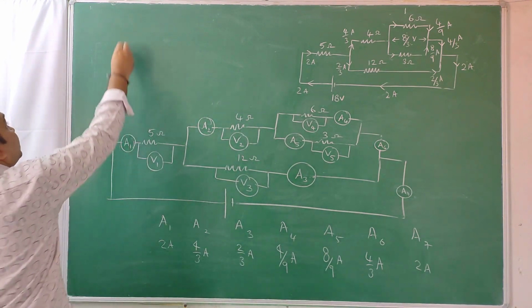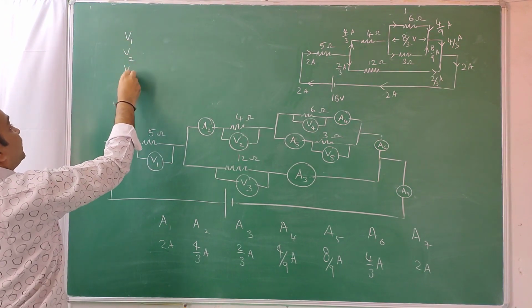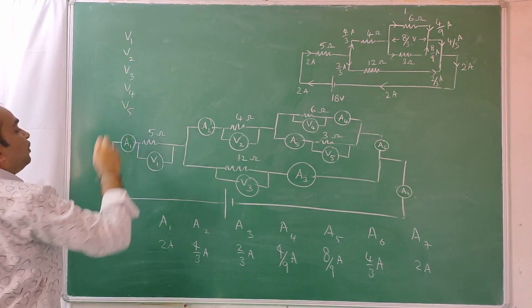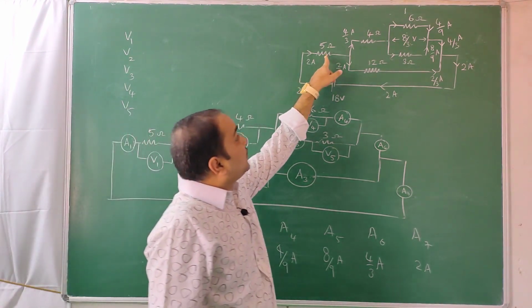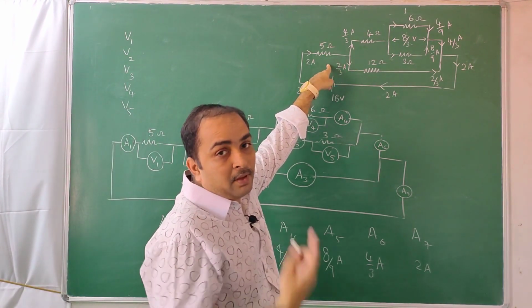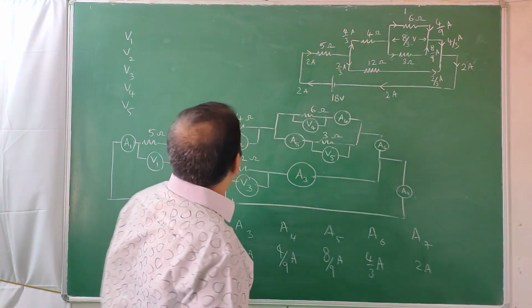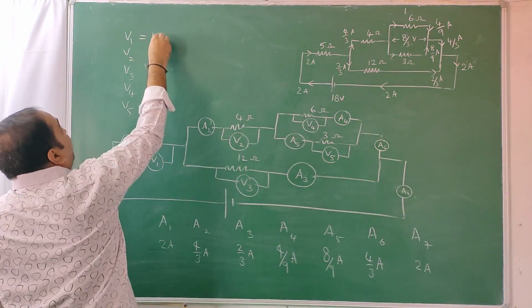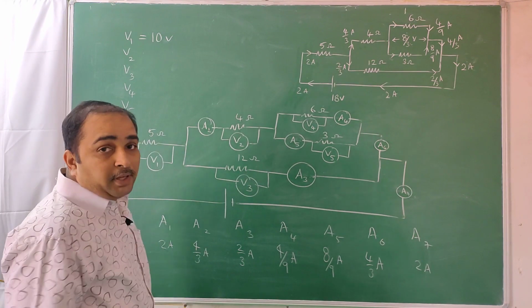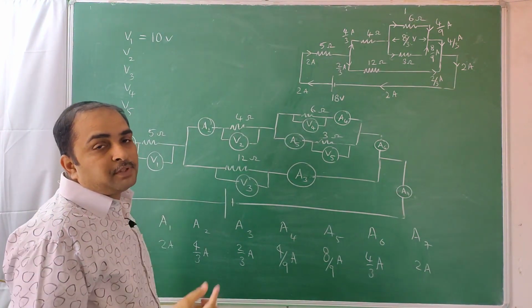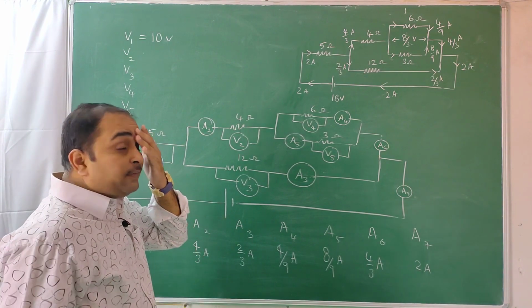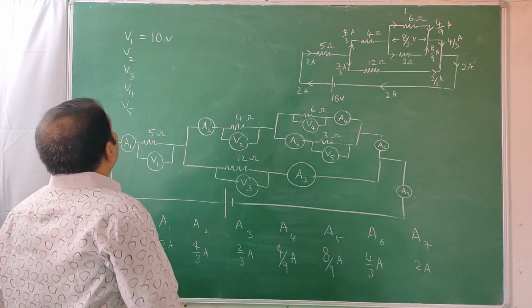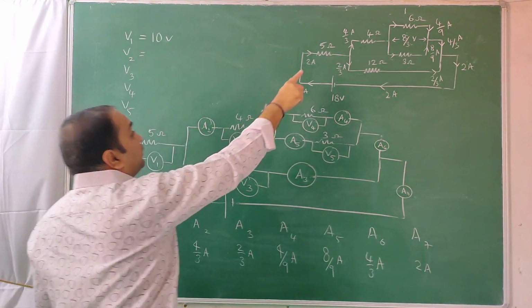Similarly, voltmeter readings, V1, V2, V3, V4, V5. Voltage across this 5 ohm resistor is V1, we already told. What was the voltmeter reading? We have rubbed it off, but 2 5s are 10 volts. So there will be a drop of 10 joules of energy per coulomb of charge. If 3 coulombs pass through that, 10 3s are 30 joules of energy it will lose. So 10 volts, that is 10 joules per coulomb.